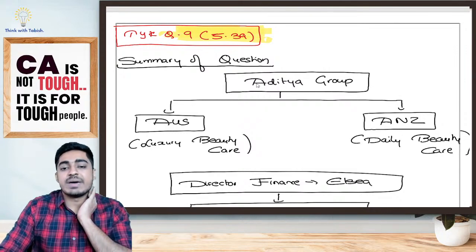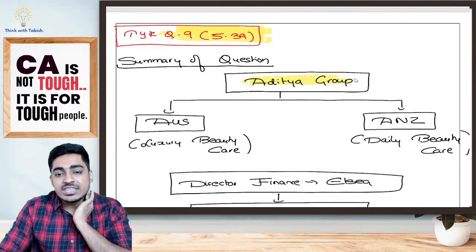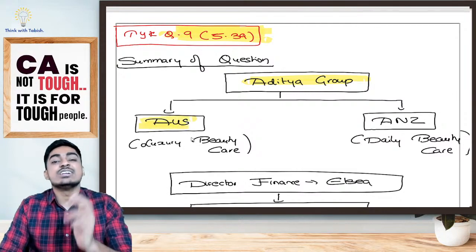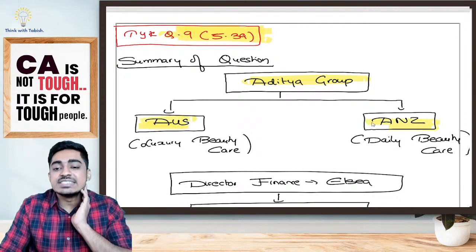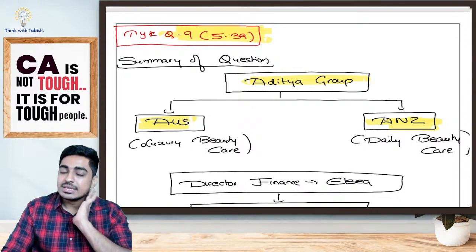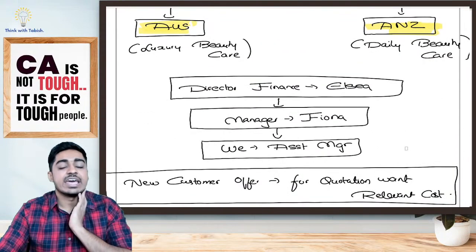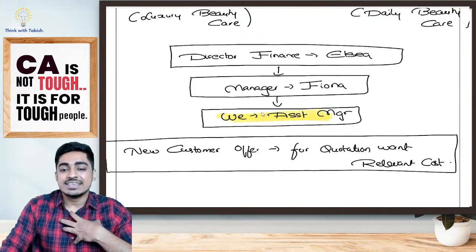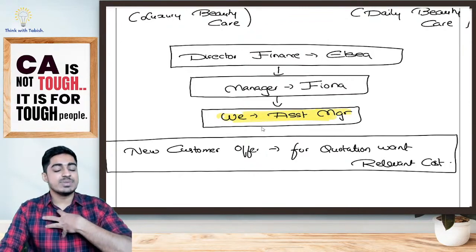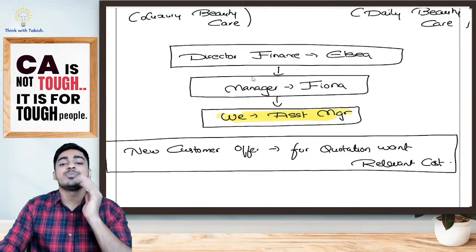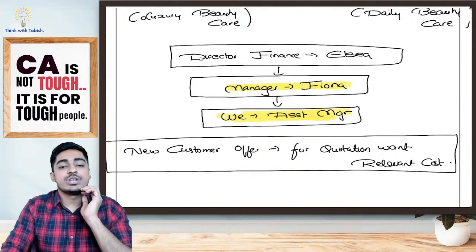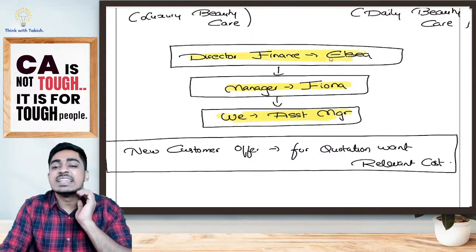Simple. Background, what it is telling is, we are Aditya Group. We have two subsidiaries. One is AUS, which is dealing with luxury beauty care, and second is ANZ, which is dealing with daily beauty. This is about the company. And about organization structure, we are the assistant manager. The question is asking us what is the minimum price. We are reporting to our manager, Fiona, and the manager is reporting to the director of finance, whose name is Elsie.